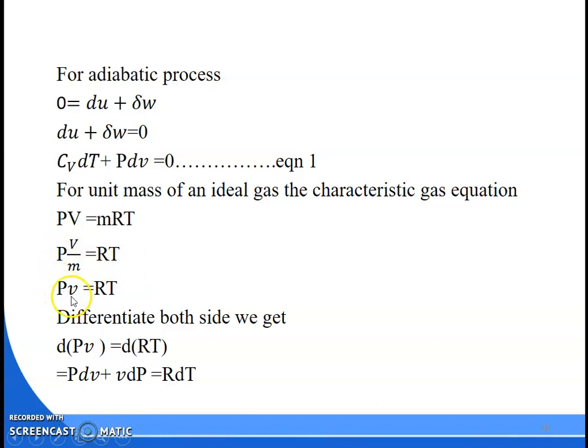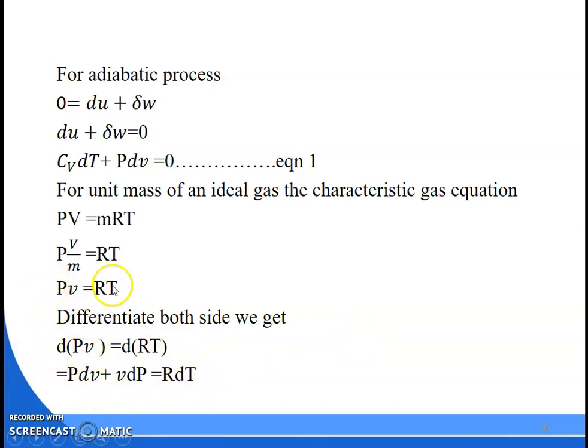So I can write P into specific volume v is equal to RT. Differentiate both the sides, we get d into PV is equal to d into RT. So what is d into PV? Derivative of pressure into volume: pressure into derivative of volume, P dV, plus V into dP, is equal to R, the constant that is coming outside, into dT. So P dV plus V dP is equal to R dT.